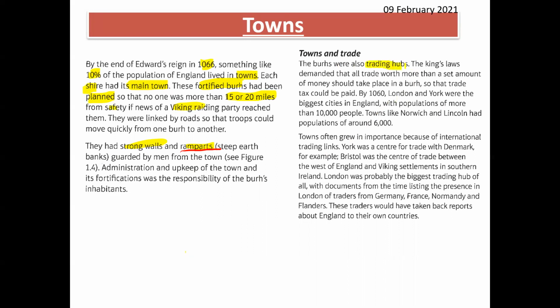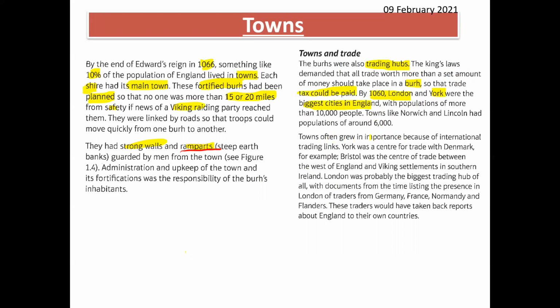So the burhs were also key trading hubs. The king's laws demanded all trade worth more than a set amount should take place in a burh, okay? So that essentially trade could be taxed and protected. That's quite important. You didn't want trading happening out in the countryside where A, there wasn't tax happening, and B, it could be protected. By 1060, London and York were the biggest cities in England.